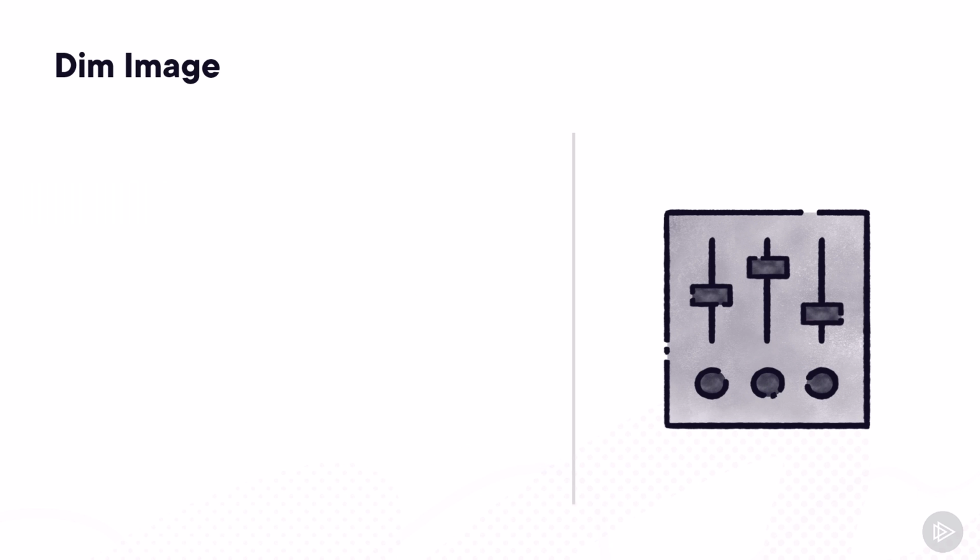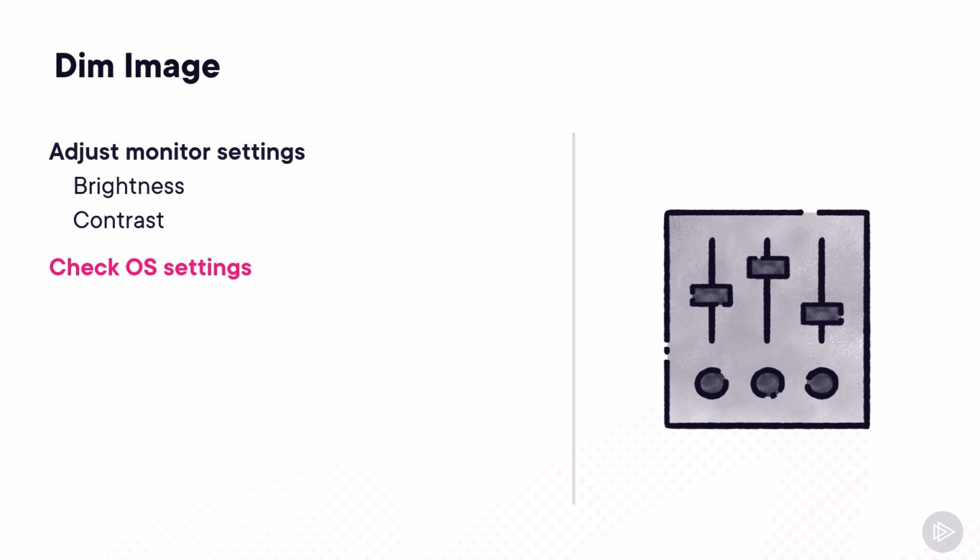Now, if your users are complaining about a dim image, first thing you should adjust are the monitor settings, such as the brightness and the contrast. You should also check your operating system settings. Maybe auto dimming or eye saver was turned on, or maybe it's the battery saver feature that dims the screen on a laptop. It can also be something more serious, like a backlight failure.